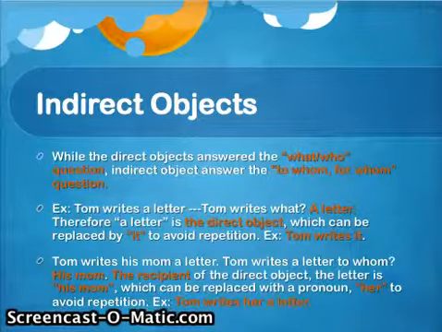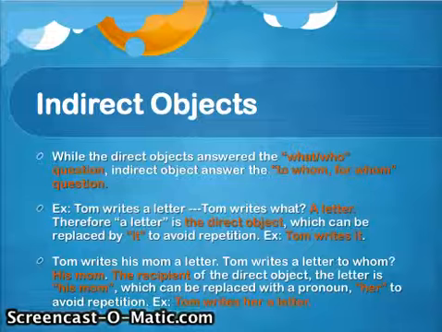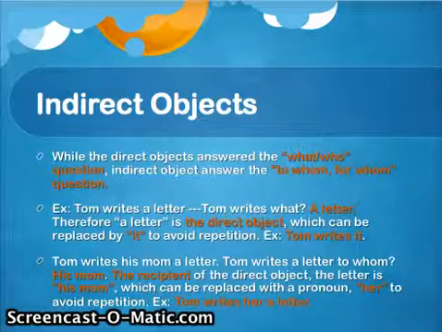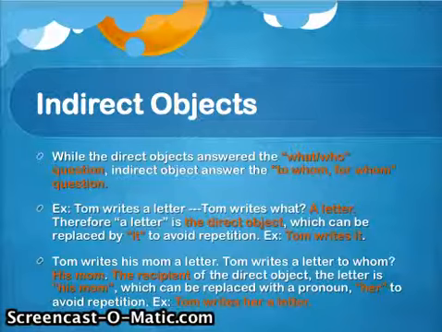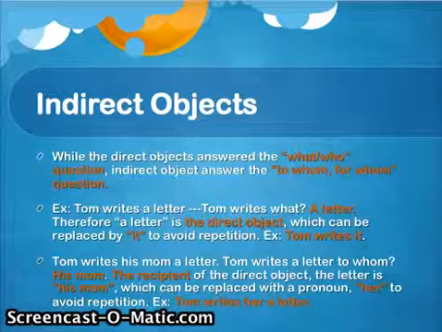And again, as you know, direct objects answer the question what or who. Indirect objects actually answer the to whom or for whom question, okay? So if we were to use that sentence again, Tom writes a letter. Tom writes what? He writes a letter. Therefore, letter is a direct object, which can be replaced by it to avoid repetition. But now if we were to add a recipient of this letter, that recipient will be your indirect object.